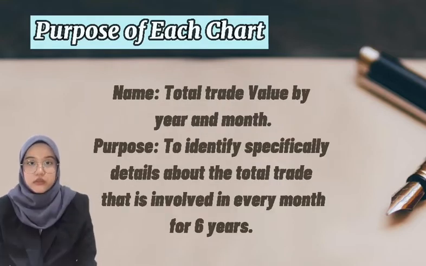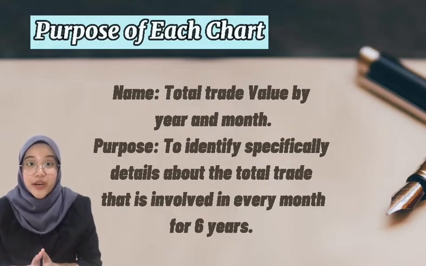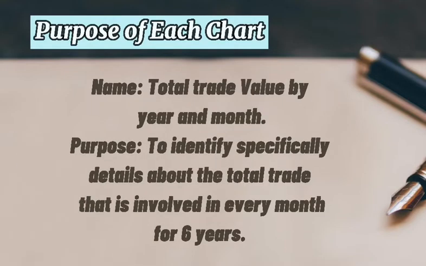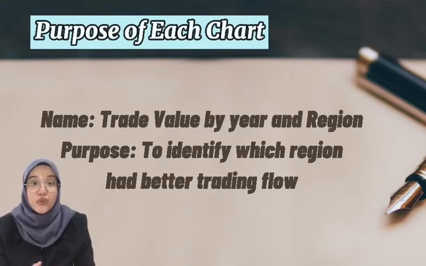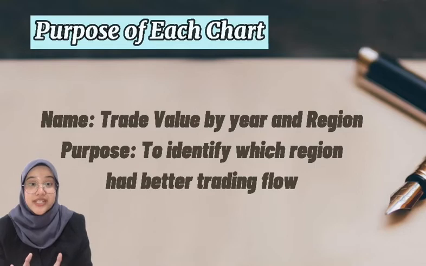Next, we also use a stacked bar chart to illustrate the total trade value by year and month. The chart of total trade value by year and month is to identify specific details about the total trade involved in every month for 7 years. Furthermore, we also have a bubble chart to represent the trade value by year and region. This is important to recognize which region had the better trading flow over the 7 years involved.